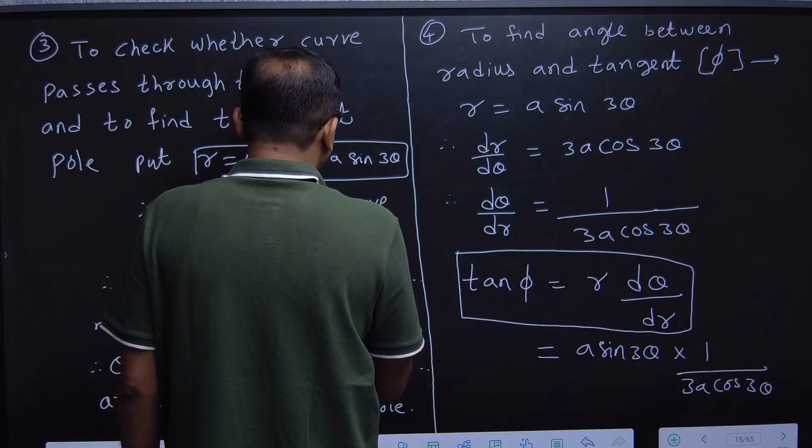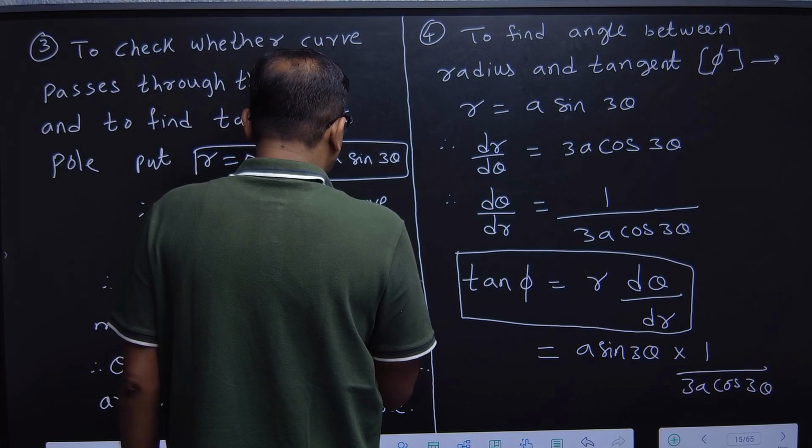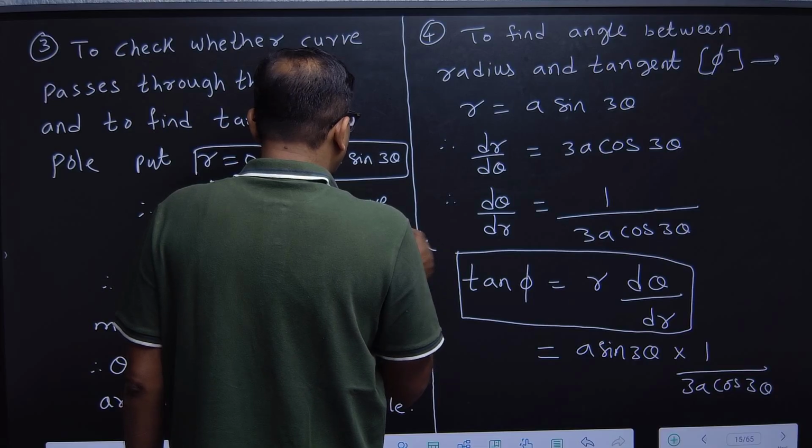So you can say that the curve passes through the pole.